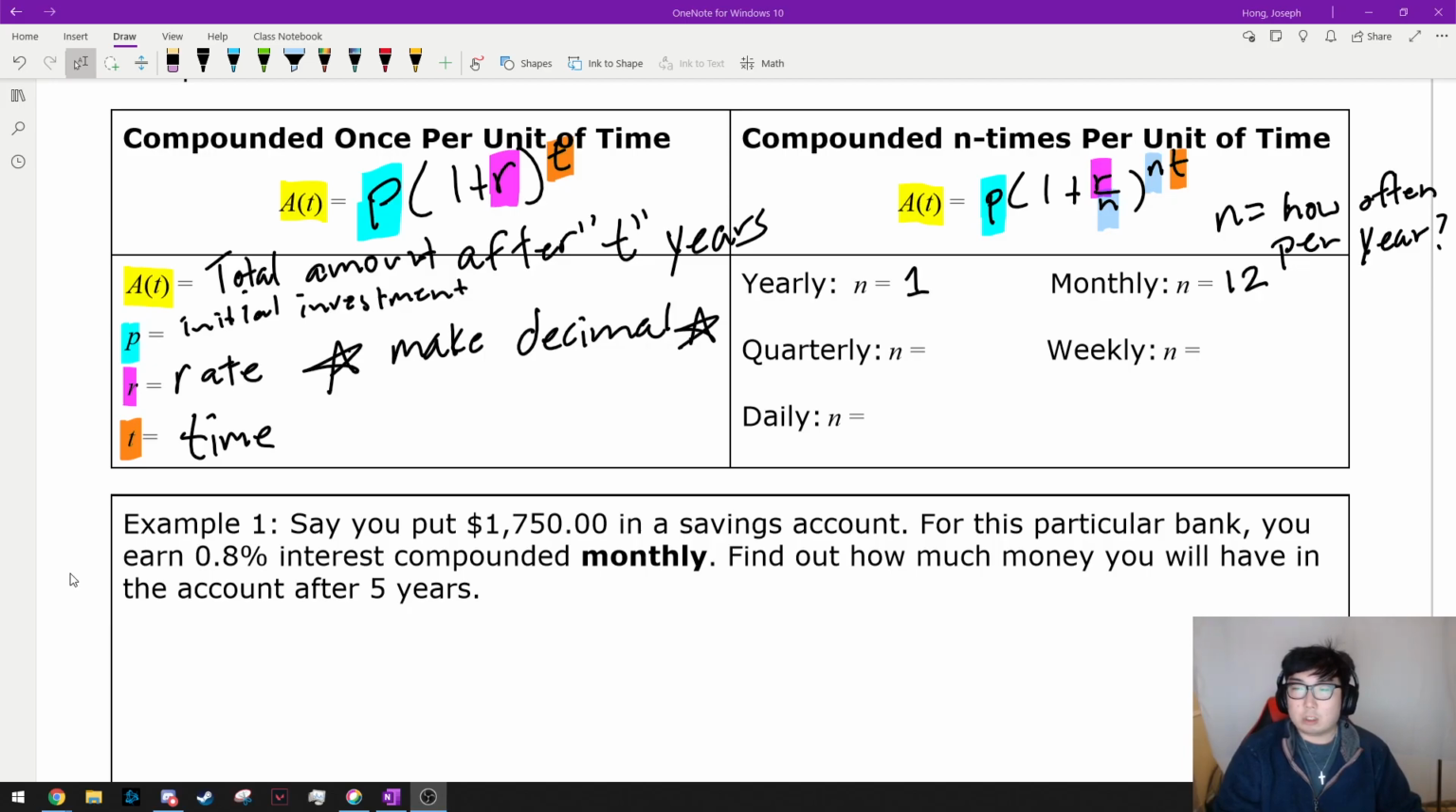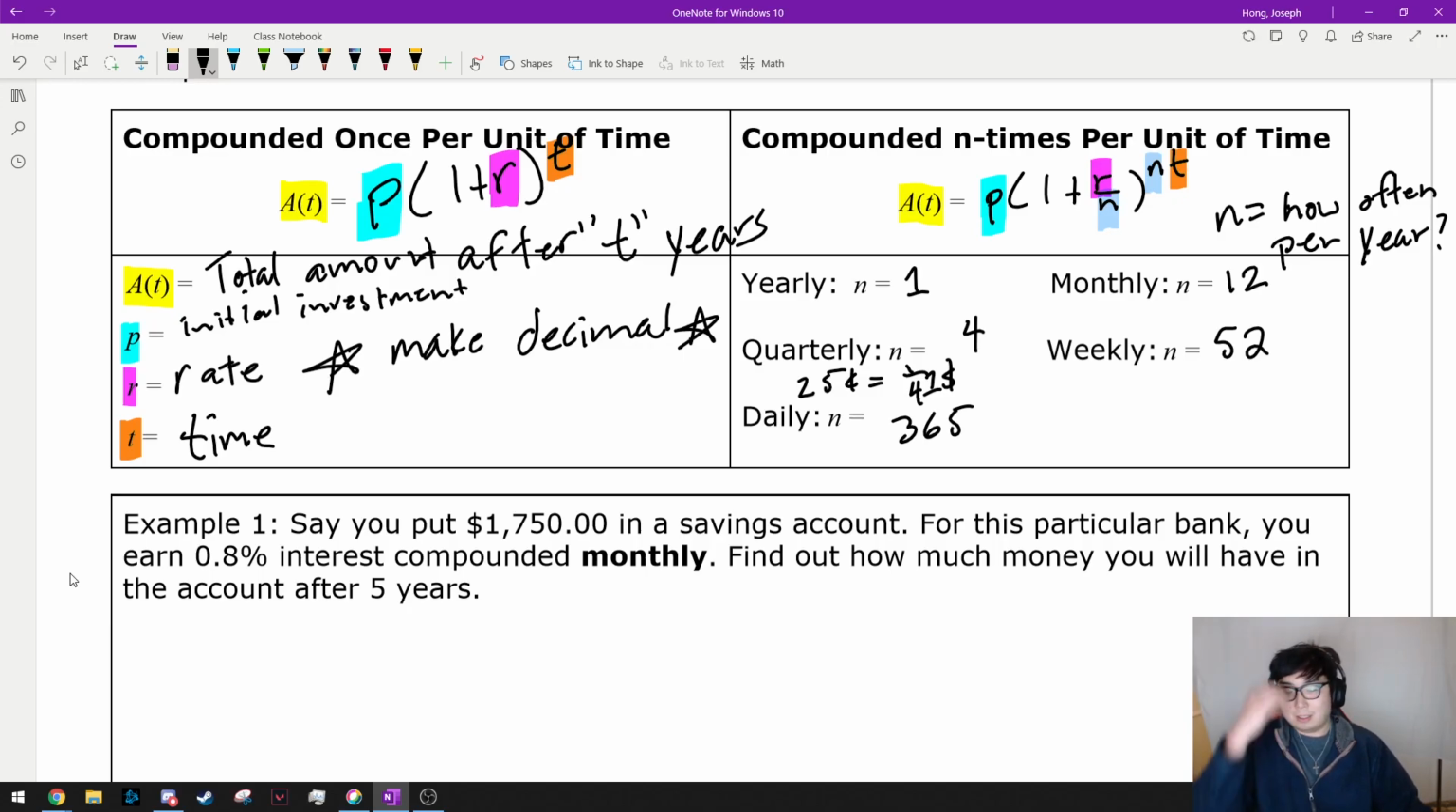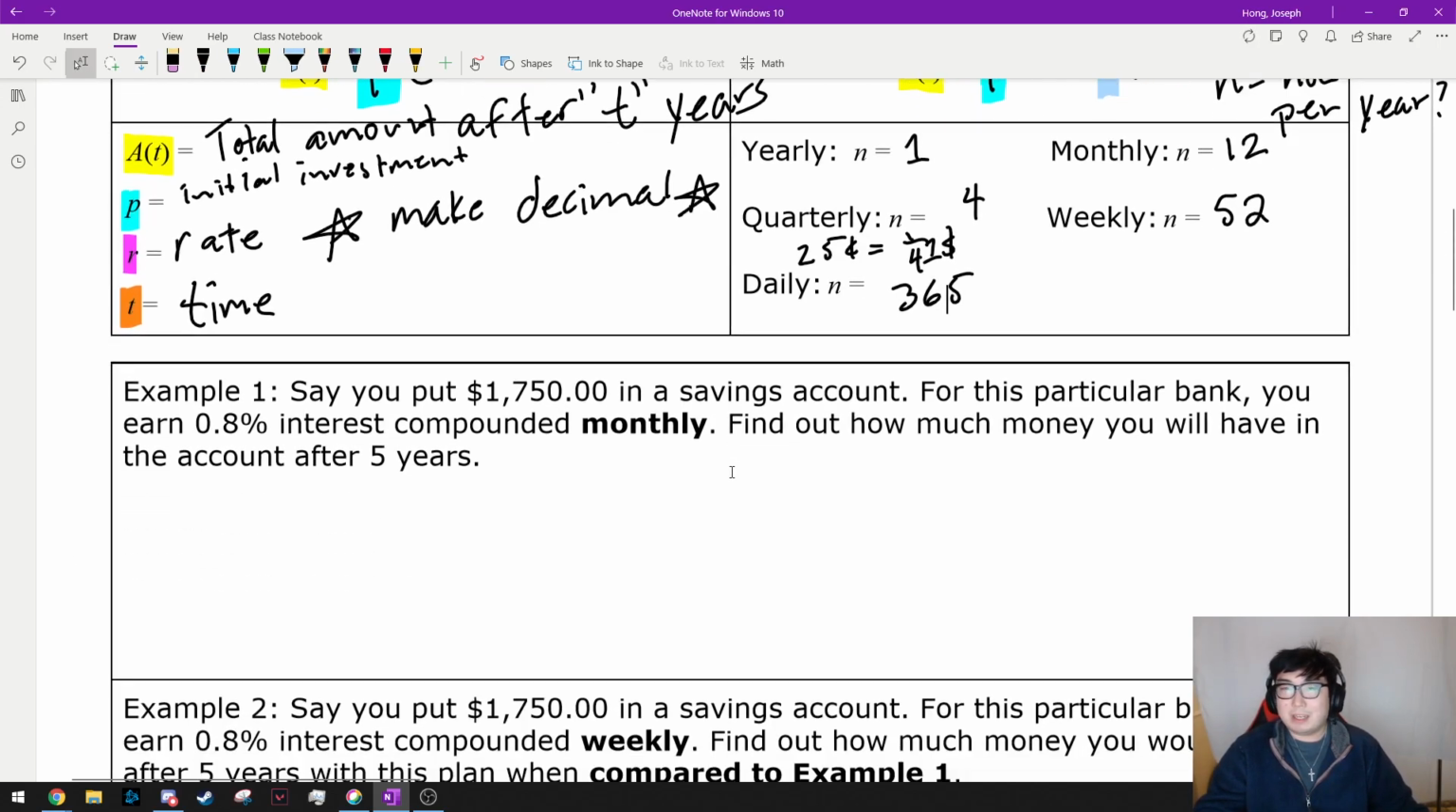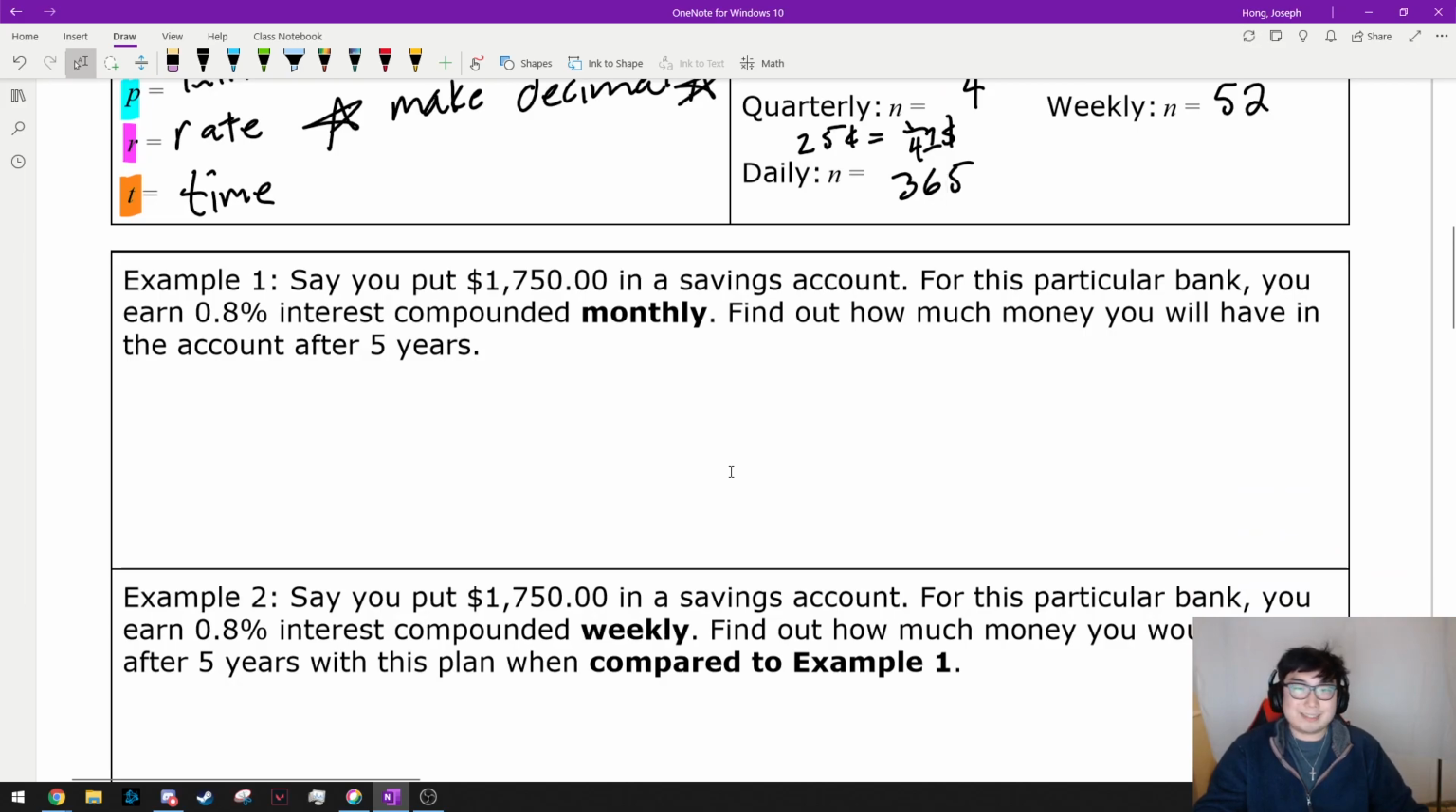Okay, quarterly. If you think about a quarter, 25 cents is equal to 1/4 of $1. So quarterly means 4, so 4 times a year you get paid. Weekly, there are 52 weeks in a year. Daily, there are 365 days in a year. If we know this information, we can calculate how much money you can make for free, depending on the rate of change. So let's try example 1.